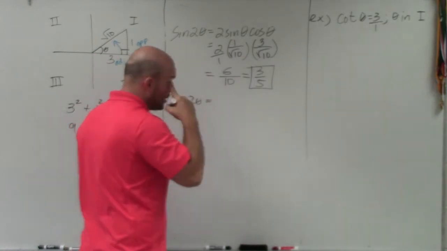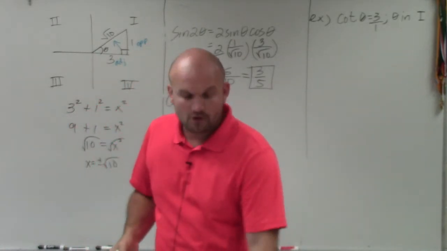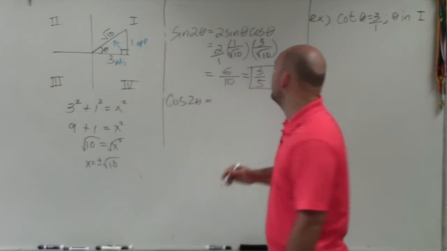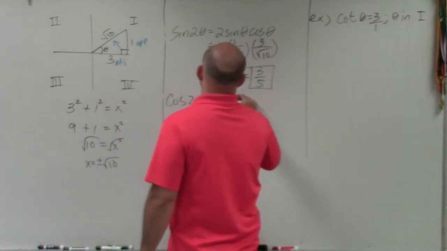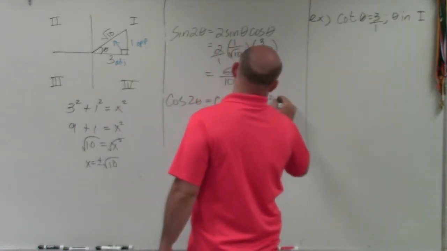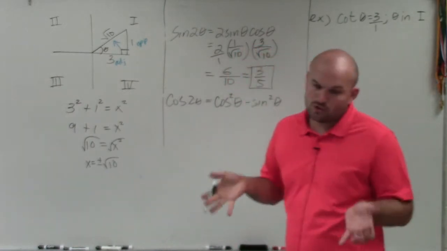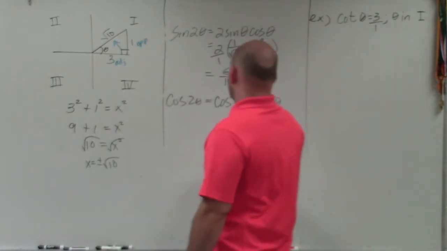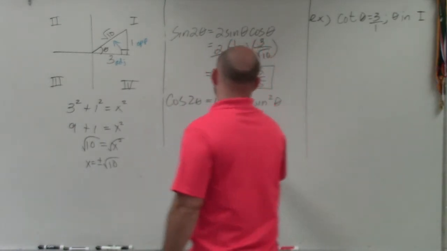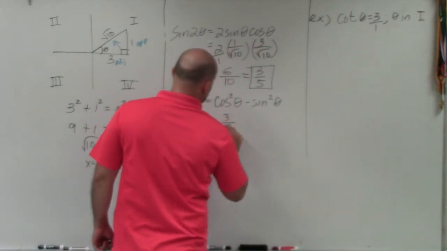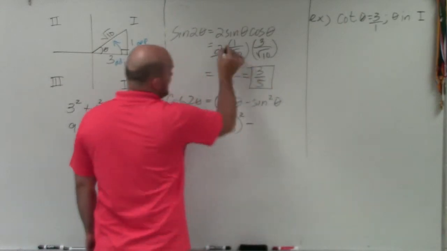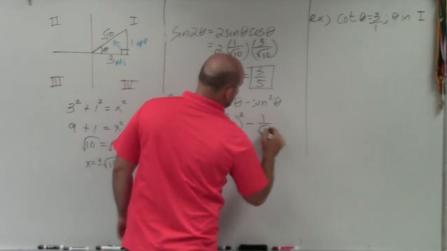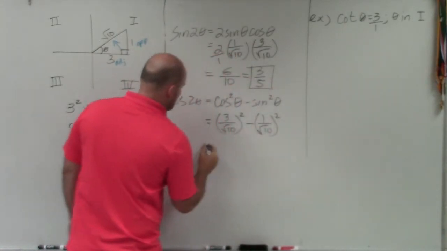Now let's go ahead and do cosine of 2 theta. The most popular, often used formula for cosine would be cosine squared of theta minus sine squared of theta. Just remember, these are still cosine of theta and sine of theta, but now they're squared. Cosine of theta, we said, was 3 over the square root of 10, and we're going to square that. Minus sine, which is 1 over the square root of 10, and we're going to square that.